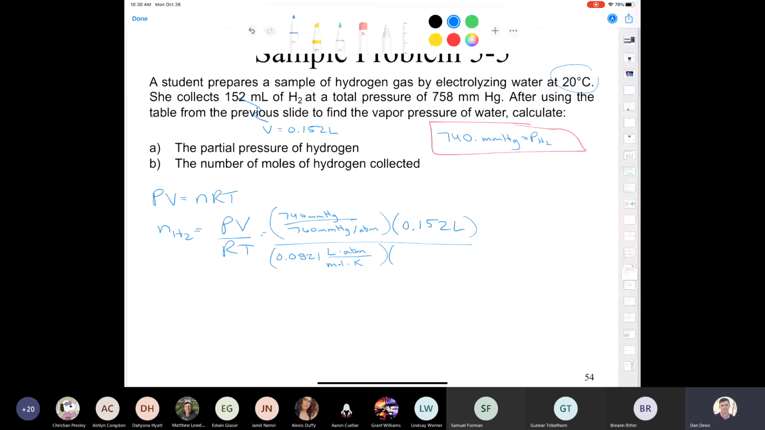So can we add that to 273? So that means my temperature is equal to 293 Kelvin. Double check the units: millimeters of mercury, atmospheres cancel, liters cancel, Kelvin cancel, and I'm left over with the number of moles of hydrogen that are produced. And when I plug that in, I get my number of moles of H2 is equal to 6.16 times 10 to the negative 3 moles of hydrogen gas, like that. And so there is my final answer.